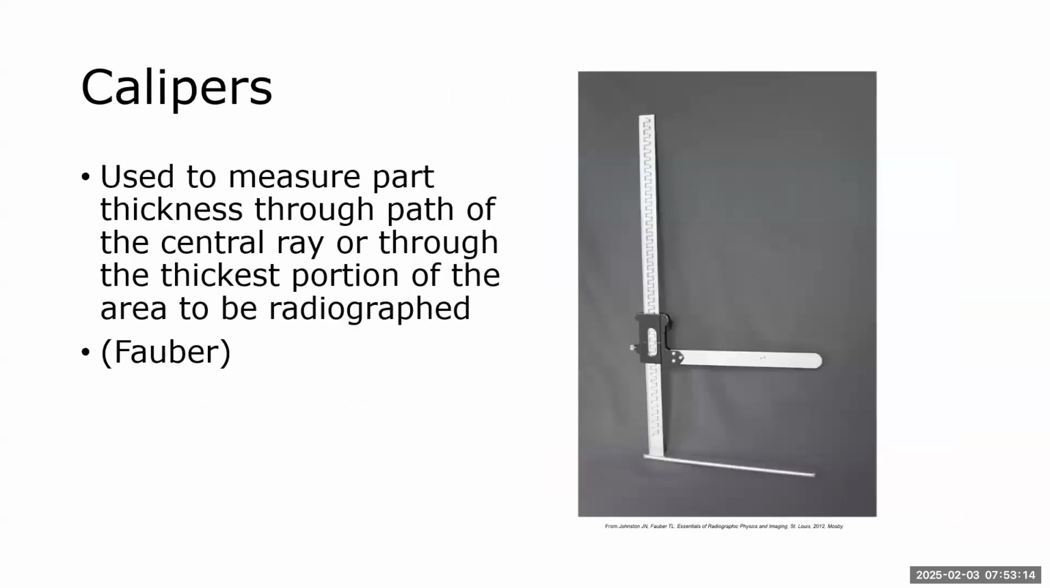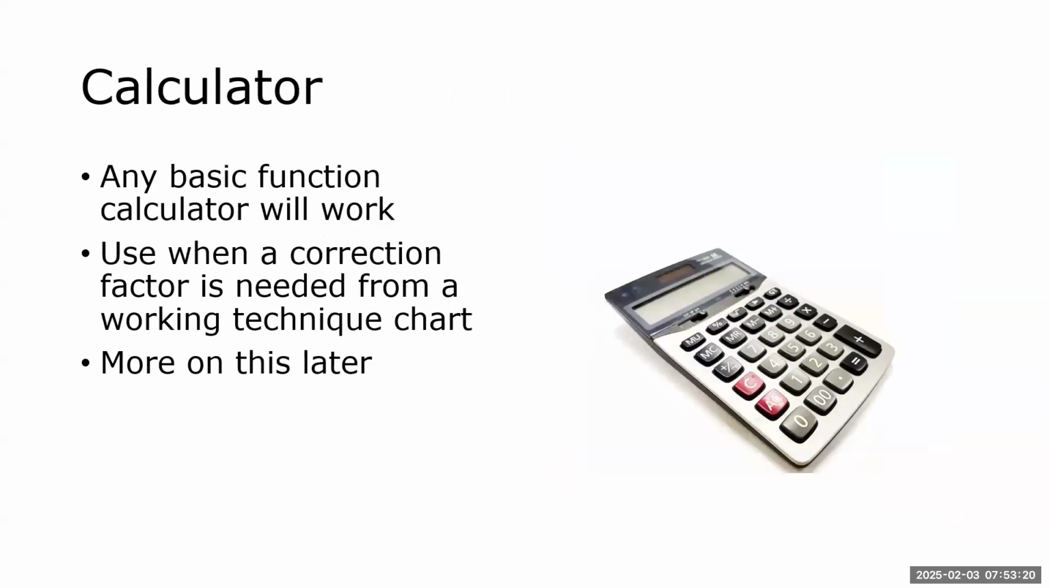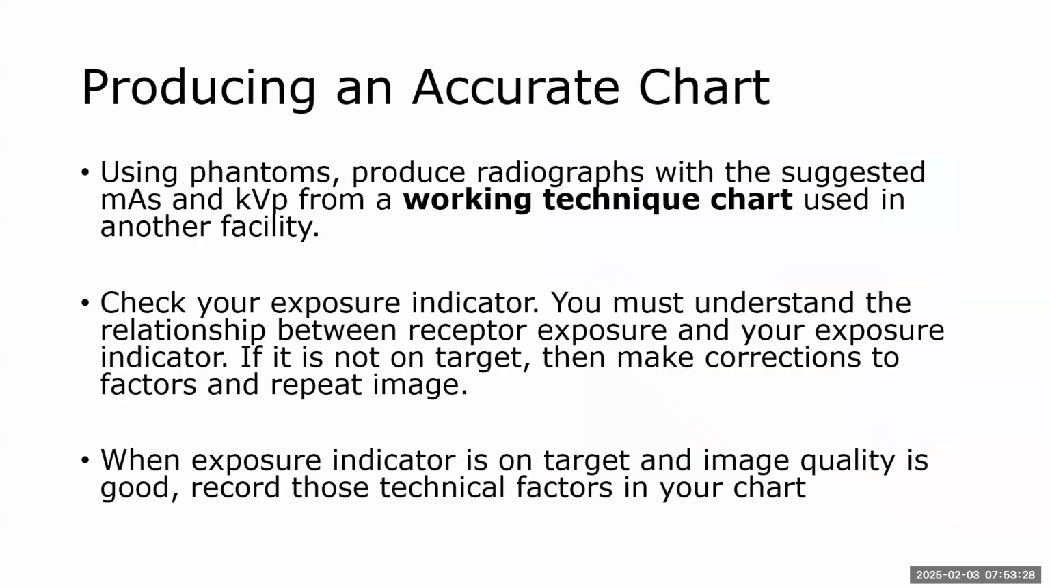You have to have some calipers to be able to measure the path of the central ray through the thickest part. And then you have to have just a basic function calculator. You'll use it when a correction factor is needed from a working technique chart. And we'll talk a little bit about that in just a second.